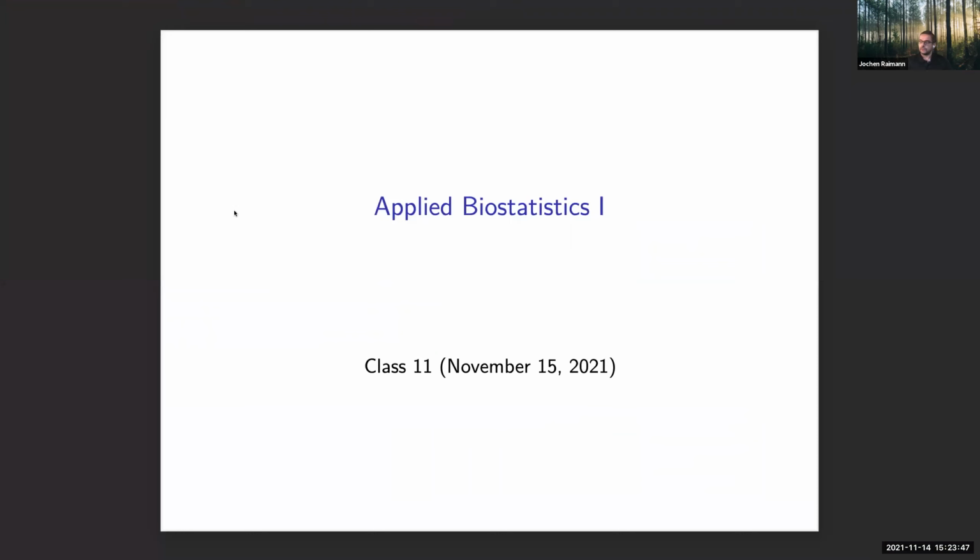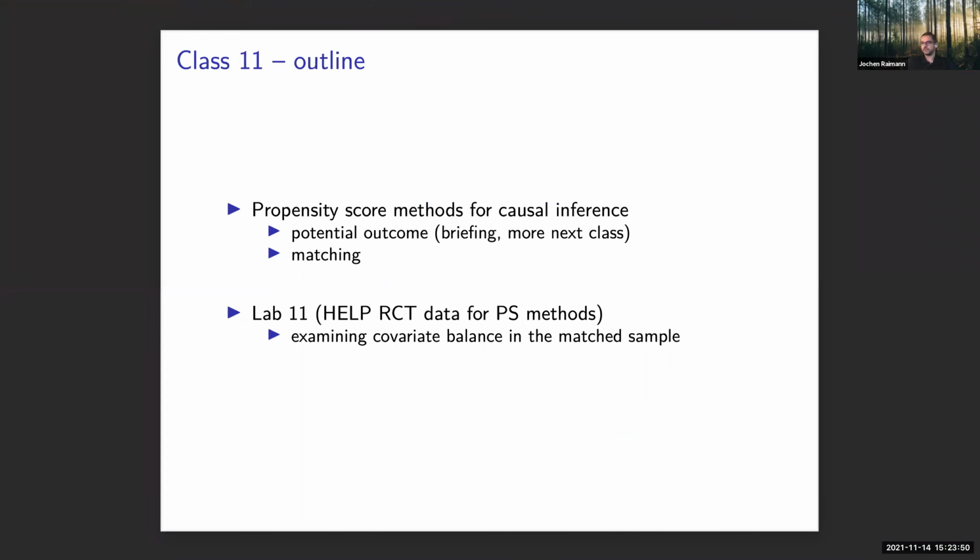So we're talking about class 11. This will be about propensity score methods for causal inference. We will be discussing potential outcomes. This is just giving a first brief idea about what potential outcomes actually imply and mean. It's just a briefing, more will be in the next class, and we will talk about matching in its simplest form. Propensity scores can serve the matching of data to minimize confounding, and we will look at this in a second. The example that Professor Sang has chosen is very good, illustrative and educational. So I'm sure you're going to like this one.